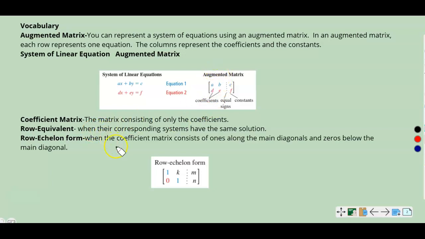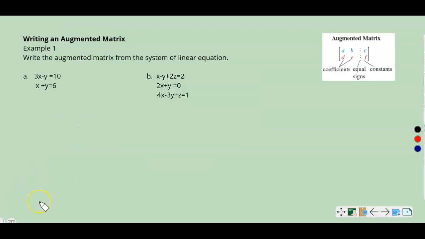Row equivalent, when their corresponding systems have the same solution. And row echelon form, when the coefficient matrix consists of ones along the main diagonal and zeros below the main diagonal. You can see here's ones along the main diagonal, a 0 here. So there's some constant term, and these are just numbers as well. So M and M represents numbers.